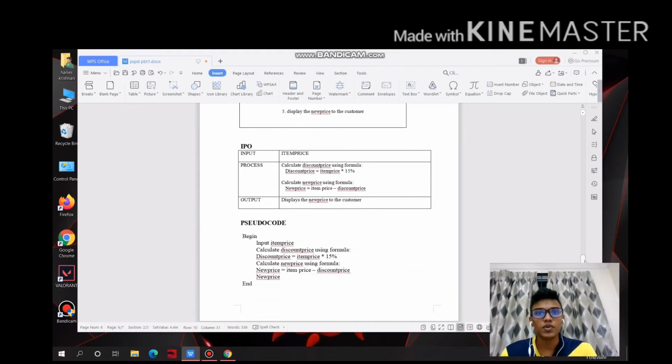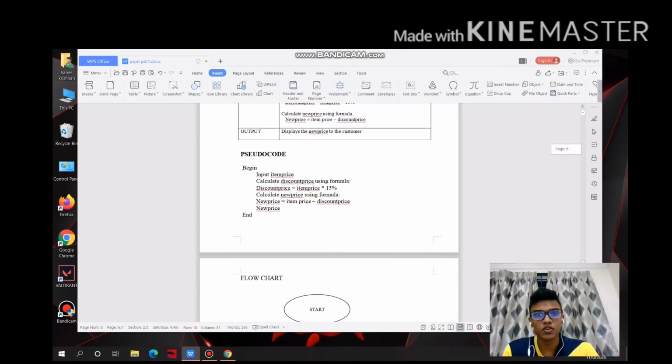Now for the IPO, the input is item price. The process is how to calculate the discount price, which is discount price equals item price times 50%. Calculate new price using formula, which is new price equals item price minus discount price. And then the output is display the new price to the customer.